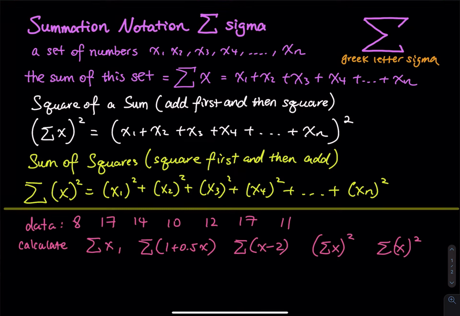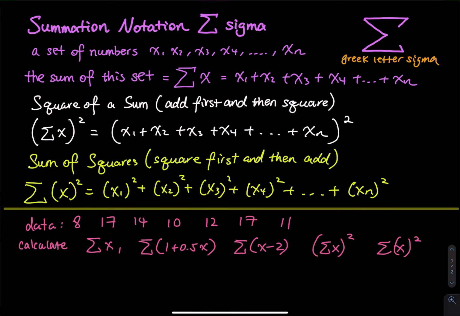So let's say we have a set of numbers x1, x2, x3, x4, and then all the way to xn. So we have n numbers right in front of you. I want to find the sum of this set. So the sum of this set means the sigma x. In mathematics, sigma means summation. Summation means you add all the numbers up. So we have x1 plus x2 plus x3, and then all the way to xn.